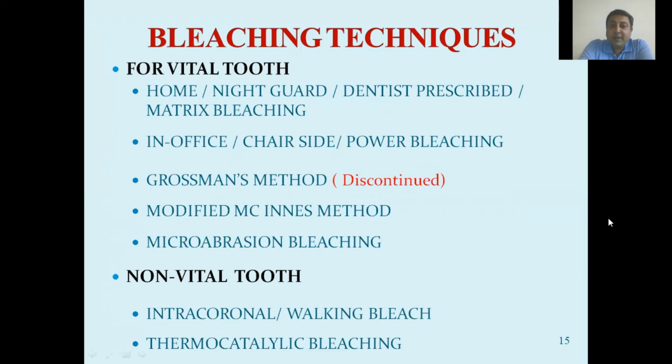Next technique for vital tooth is Grossman's method or Mackin's method, which is discontinued right now. Next vital tooth bleaching technique is modified Mackin's method. Next bleaching technique for a vital tooth is microabrasion bleaching. Now coming to the non-vital tooth, we have two techniques, that is intracoronal bleaching, commonly known as walking bleach technique, and second is thermocatalytic bleaching. Now we will deal first with the vital tooth bleaching techniques.